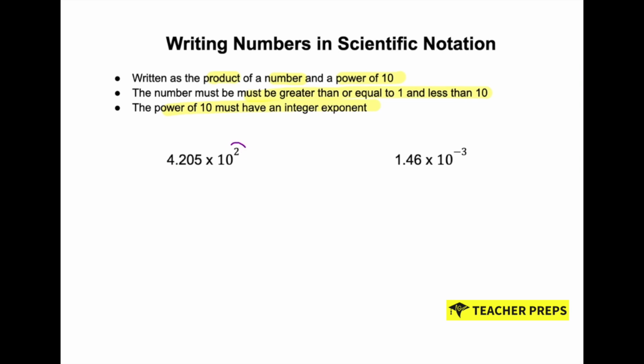When the exponent is positive, that means we're dealing with a number greater than 1. When the exponent is negative, that means we're dealing with a number less than 1.